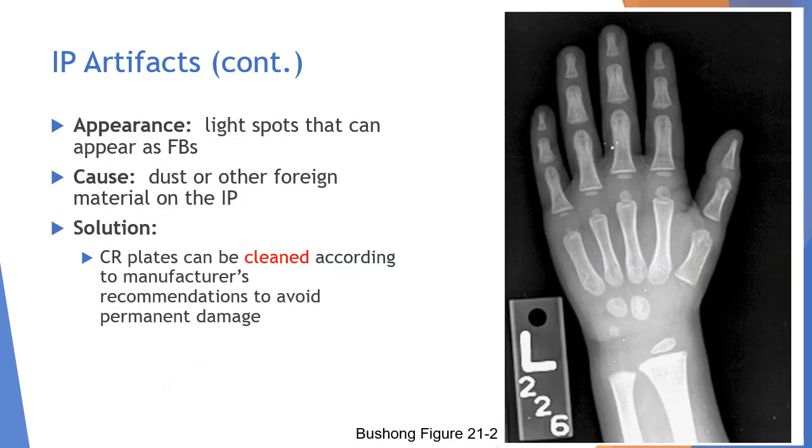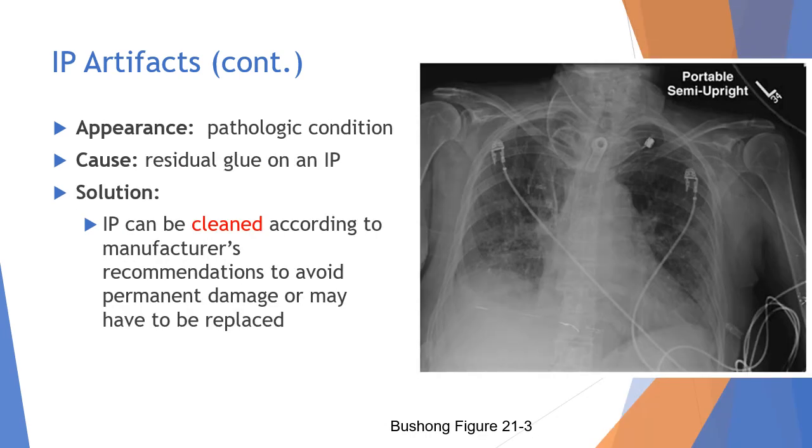You can see light spots that appear as foreign bodies, and that's from dust or other foreign material on the imaging plate. The solution would be that CR plates can be cleaned according to manufacturer's recommendations to avoid damage, and also to clean the cassettes so we don't see artifacts. Pathologic conditions. So we've got what appears to be a pathologic condition here, but all it is is glue on an imaging plate. So imaging plates, again, can be cleaned.